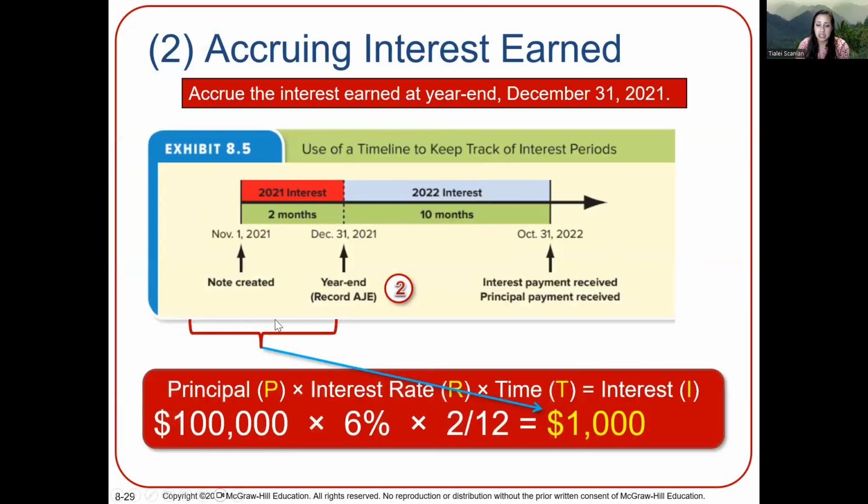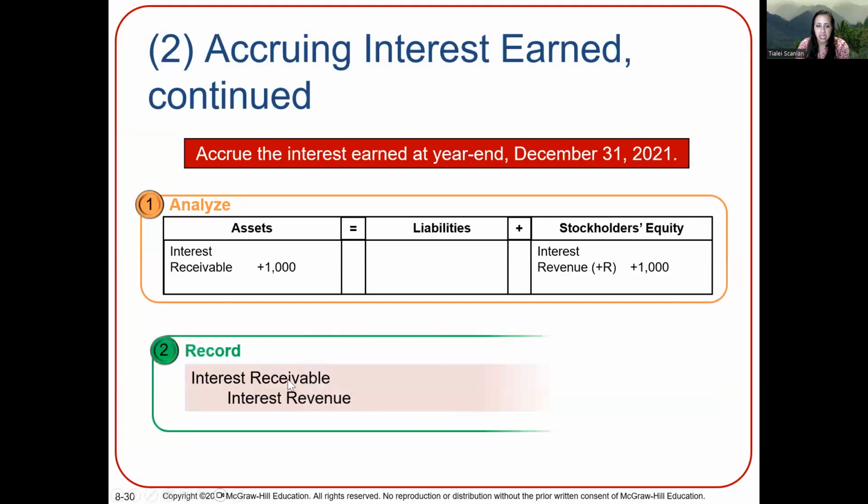And then we can look at the time period that we're earning interest. So how many months? This one is 2 months. And what is the principal and the interest rate? And we have to account for time. So we have this interest receivable. This is accruing interest that we've earned, and interest revenue. So this would be plus R plus SE. Interest receivable, receivable would be an asset.